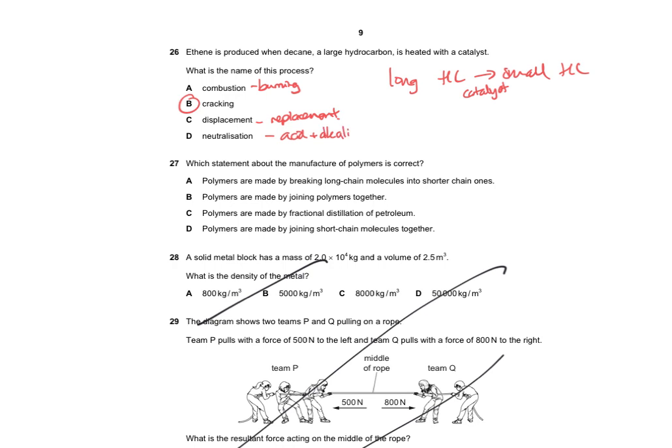Okay. 27, which statement about the manufacture of polymers is correct? Polymers are made by making long chains into shorter ones. No, that's cracking. They're made by joining polymers together. They're made by joining something together, but not polymers, so that's incorrect. They're made by joining monomers together. They're made by fractional distillation. No, this is a method of separation. So that's not right. Oops. Can't spell. Apologies. Separation. Made by joining short chain molecules together. Yeah, called monomers. So it's definitely D.